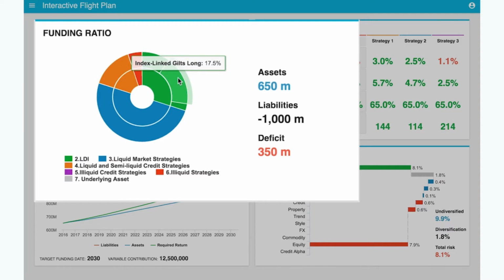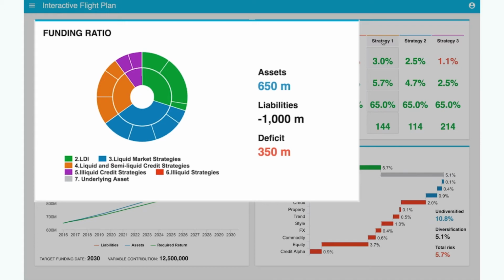What I've done here is to set up two alternative higher returning strategies. You can see that this strategy here makes use of a range of diversified beta strategies within liquid markets. It also makes use of some higher returning strategies within credit, namely multi-class credit and absolute return credit. This new purple section here, that's an allocation to high returning assets within illiquid credit. For example, direct lending and secured leases.